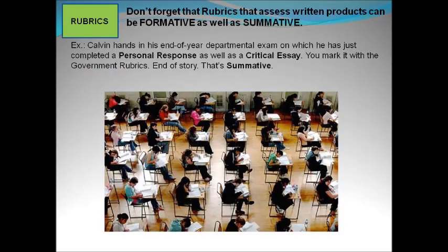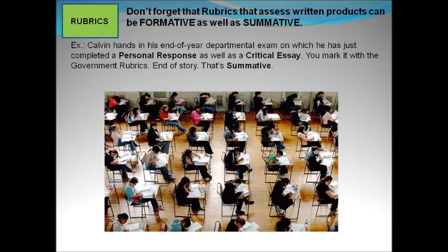Now, don't forget that rubrics that assess written products can be formative as well as summative. I mean, this is something that you don't see often. Everybody says, well, rubrics, because there's marks on it, it's all summative. But really, that's not true. You could take a paper in from a student, score it, put a rubric on the back of it, and write comments all about it. It's summative at that point, right? You've got the mark. But then when you hand it back to them and say, okay, read this through and make it better and hand it back to me, now it's formative, right?